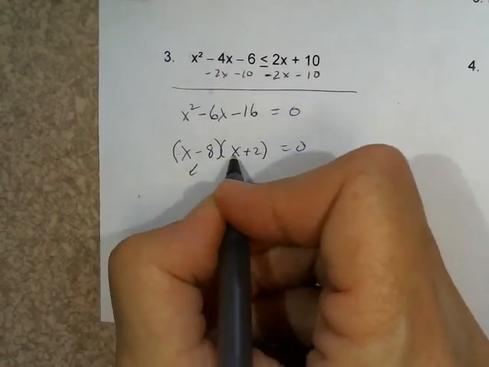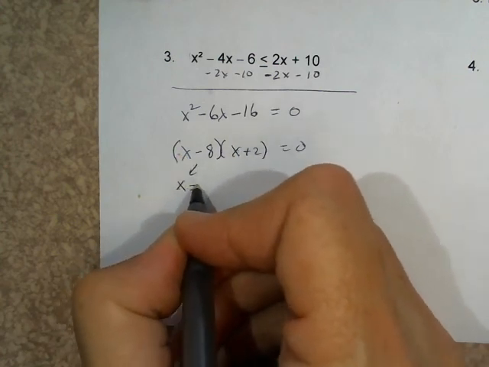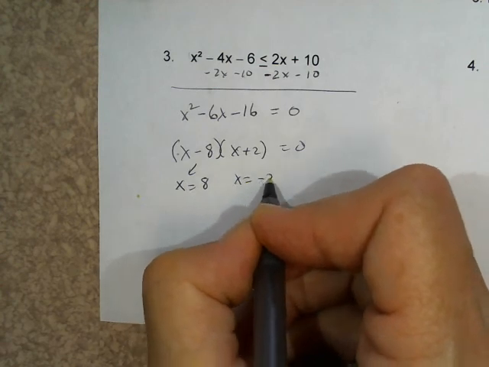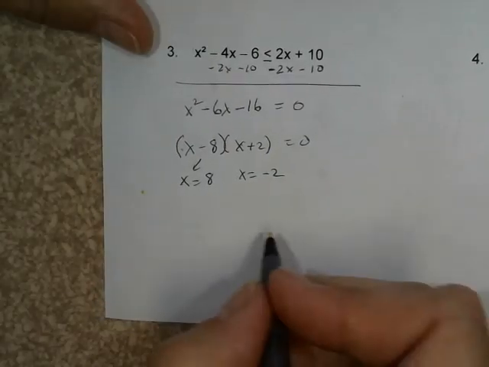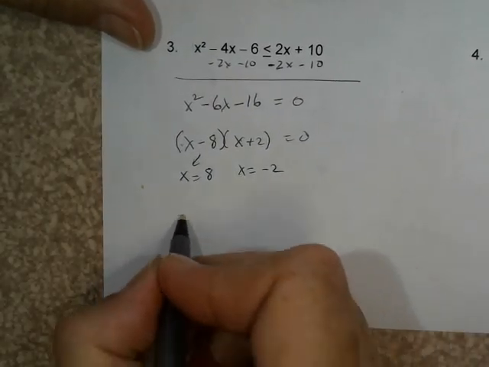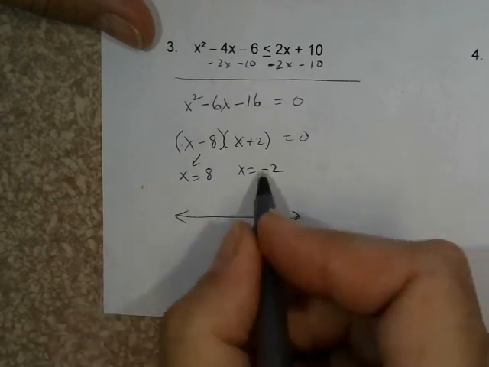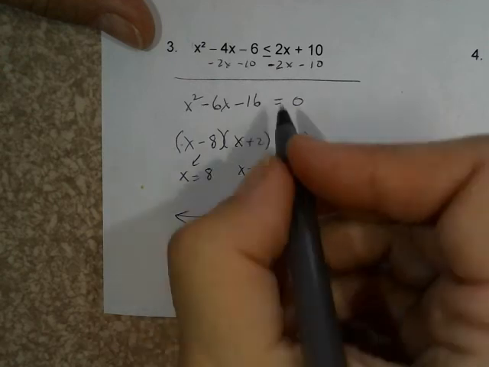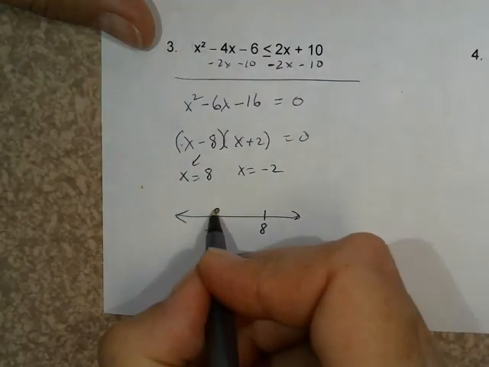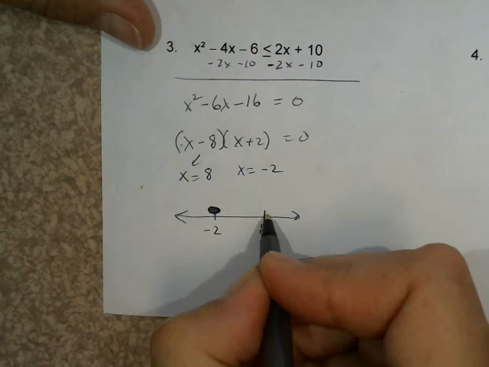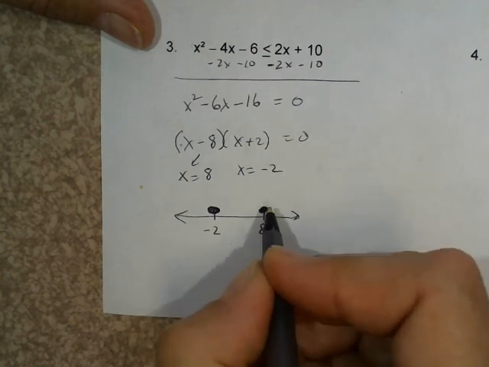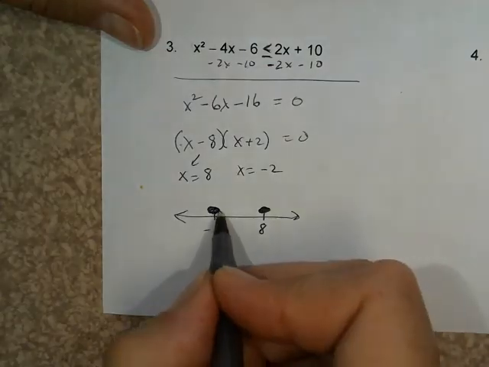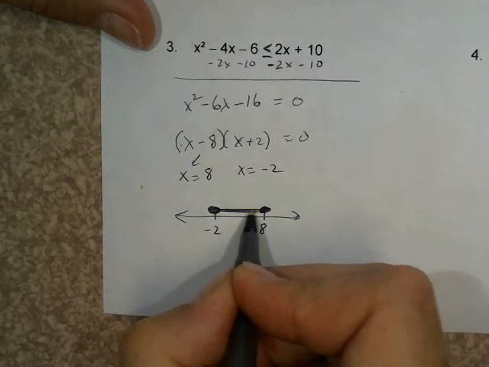So because there's no coefficient in front of the x, we can just negate this. x is equal to positive 8 and x is equal to negative 2. Well, I haven't given you a number line, so you're just going to have to draw it yourself. So we've got a number line. The negative 2 is smaller than the positive 8. Now this is less than or equal to, so we have filled in circles. And because it's less than, we're going to shade in between here.